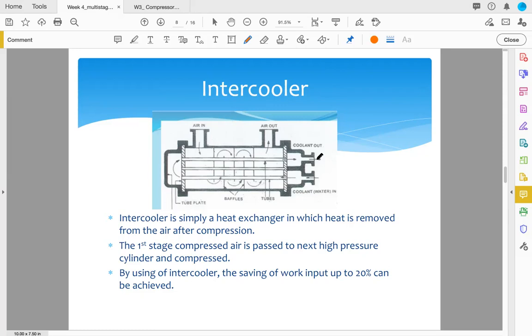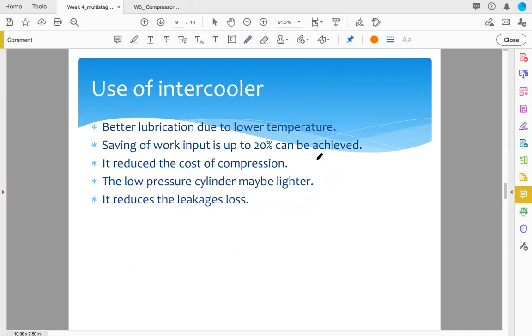You can save 20%. So sometimes you might say, I can save 20%, but I need to spend some money to install the intercooler, isn't it? Is that worth it? Well, in the long term, yes, you can save a lot, and you don't need to do too much maintenance. You can reduce the risk and the maintenance on the compressor as well, because the intercooler can cool down and condense the water humidity in the air.